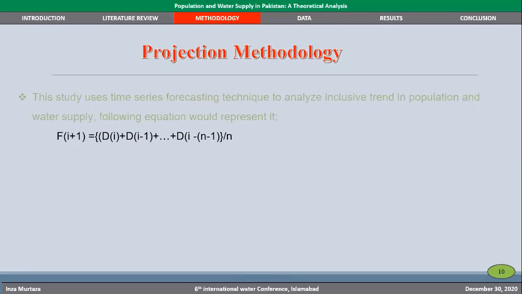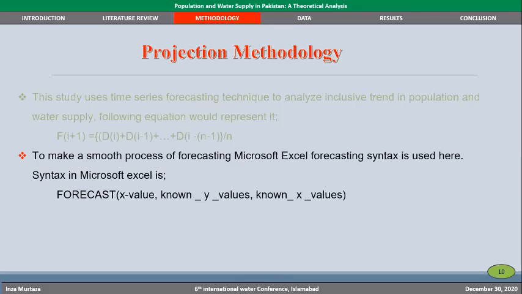A very simple technique is used here, avoiding fancy econometric techniques. It's easy to understand for the readers. To make a smooth process of forecasting, Microsoft Excel syntax is used here.